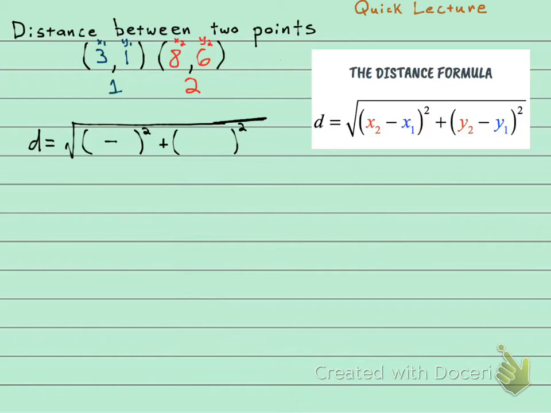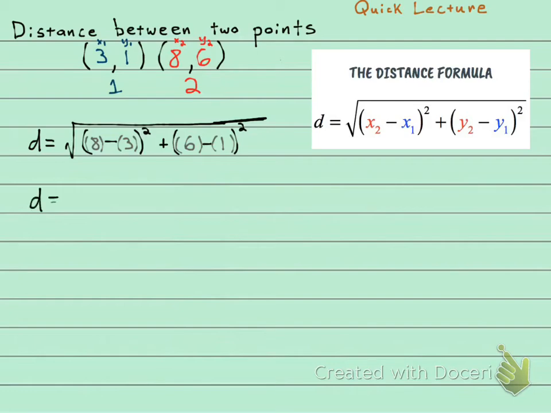So let's go ahead and let's plug this in. x2 minus x1, and then y2 minus y1. All right, we have everything labeled, so let's just plug in the numbers. So x2 is going to be 8. x1 is going to be 3. y2 is going to be 6. And y1 is going to be 1. Okay, and now we just compute.